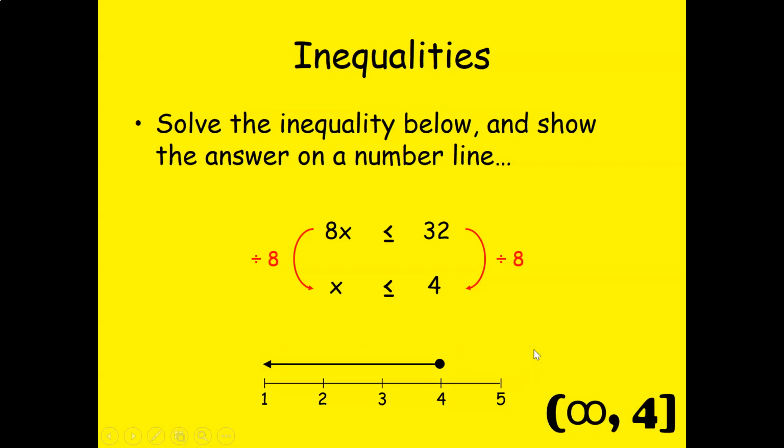And its notation is negative infinity, comma, 4. This should be a parenthesis because it is infinity. It is an ending. But this is a bracket because you will stop at 4. And this means that the x values are 4 and the numbers less than 4. Okay?